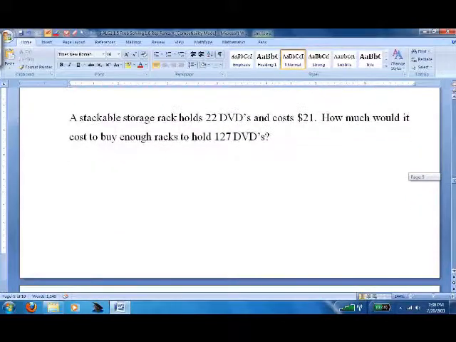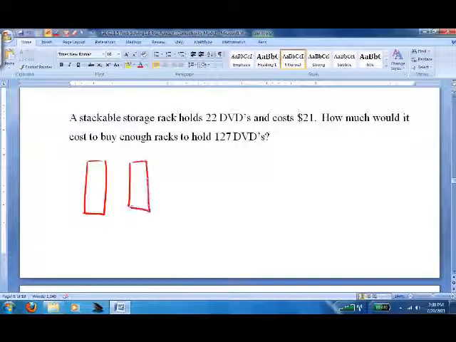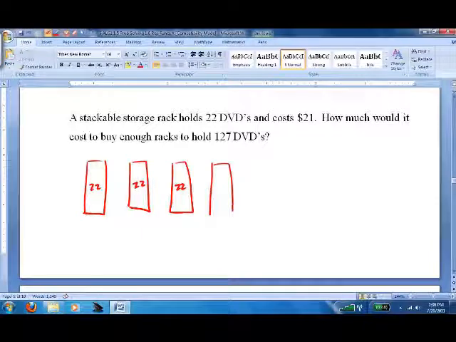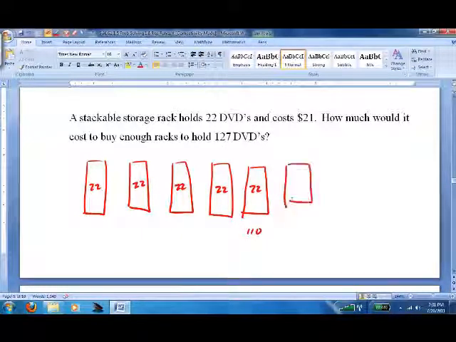Here's another one. A stackable storage rack holds 22 DVDs, costs $21. How much would it cost to buy enough racks to hold 127 DVDs? I could do this mathematically, but this is a good one to try a different way. So there's 22 here, 22 here, 22 here, 22 here, 22 here, 22 here. Let's see how many we've got so far. 1, 2, 3, 4, 5 times 22 is, so far we have 110. Oh, we need 127, so let's do at least one more. 22. That would give us 132 DVDs.